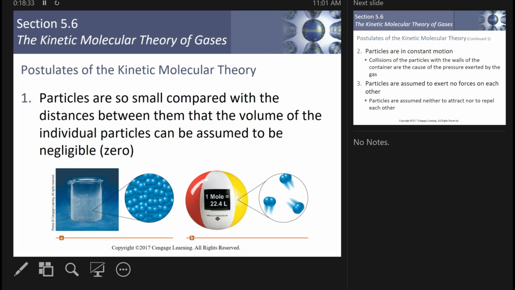Number 1 says, particles are so small compared with the distance between them that the volume of the individual particles can be assumed to be 0. What does that mean? If I look at a single water vapor molecule, I can assume that the volume that single molecule takes up is negligible. There's really no way to measure the volume of a single molecule, like O2. You just can't measure the volume of a single particle.